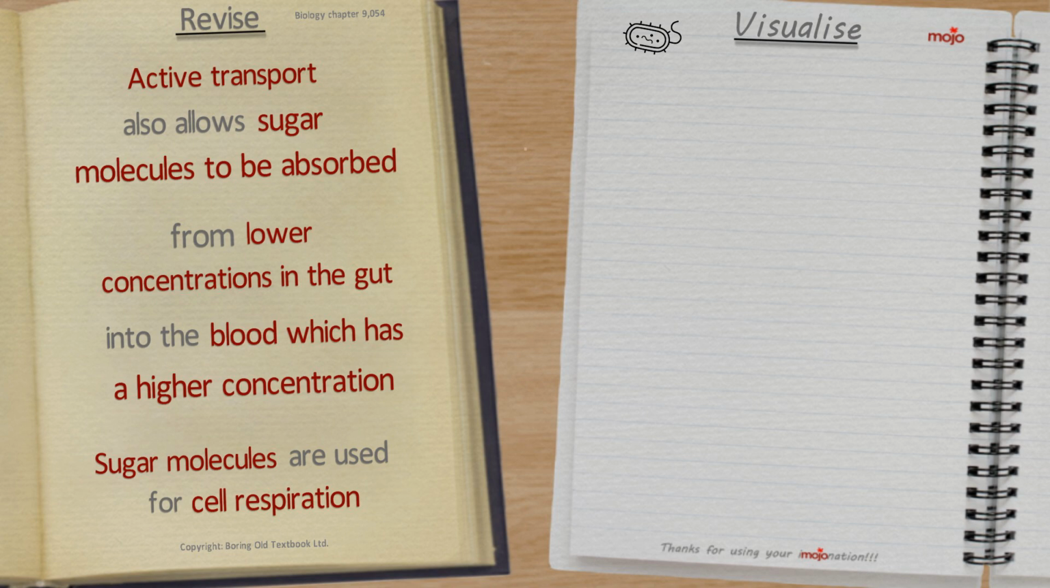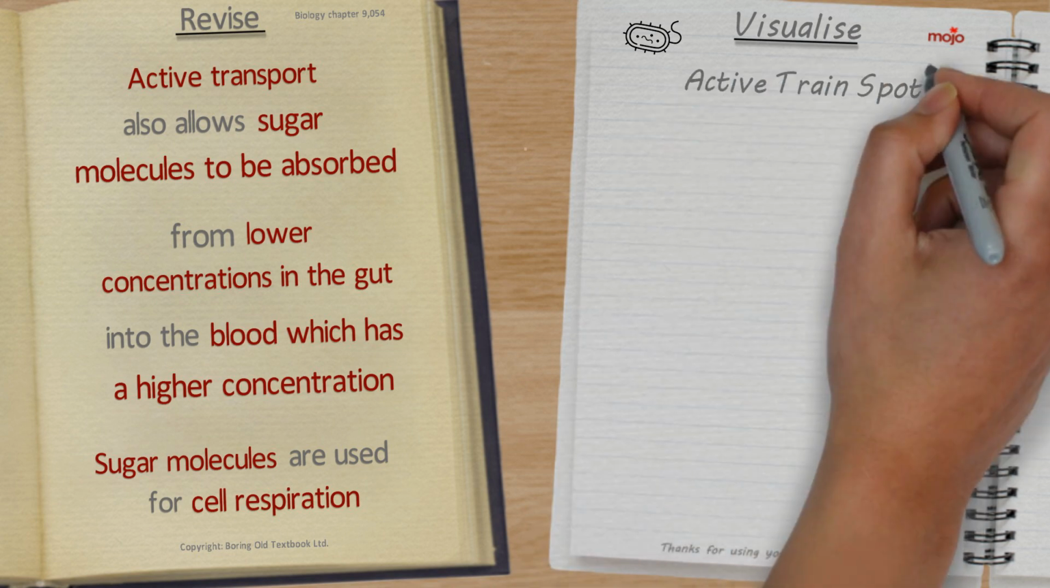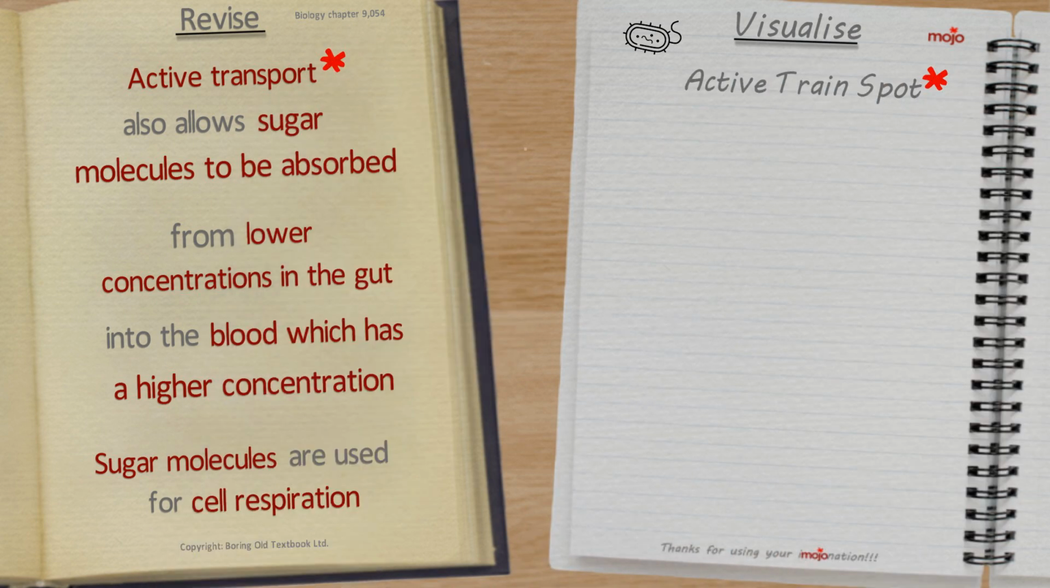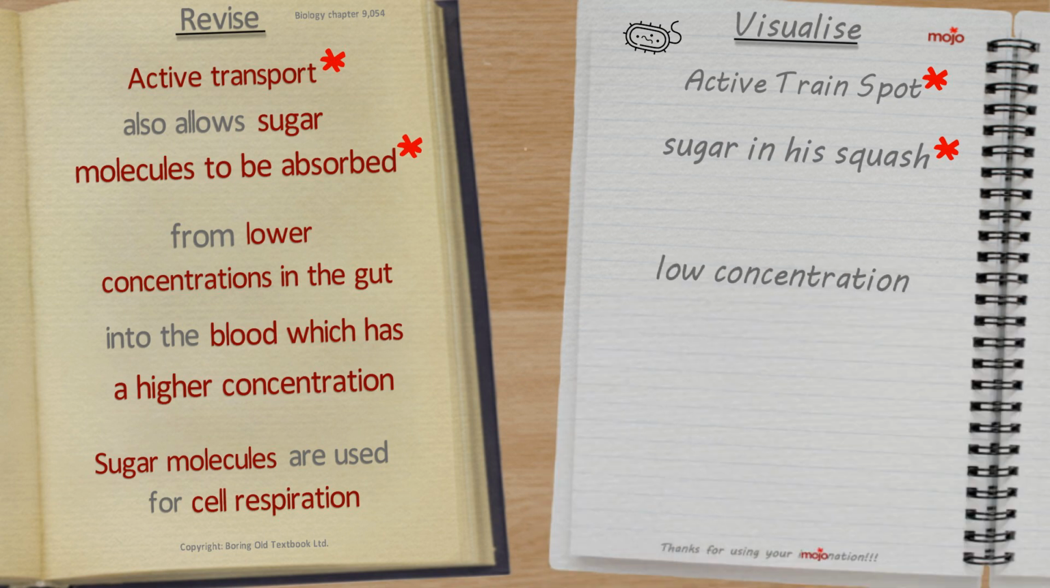For the purposes of memorising biology GCSE facts, it's interesting to note that the process going on inside Active Train Spot's gut is exactly the same as the process that he is doing with his squash on the platform. He's using energy to make dilute squash more concentrated. And once he drinks the squash, his body absorbs the sugars from his gut, where there's a low concentration of sugar, and moves them into his blood, which has a higher concentration. That's active transport, that is.